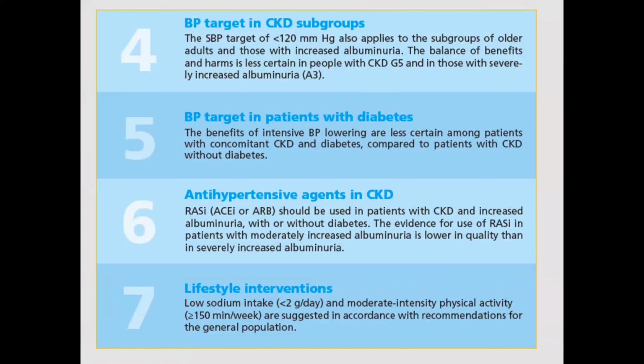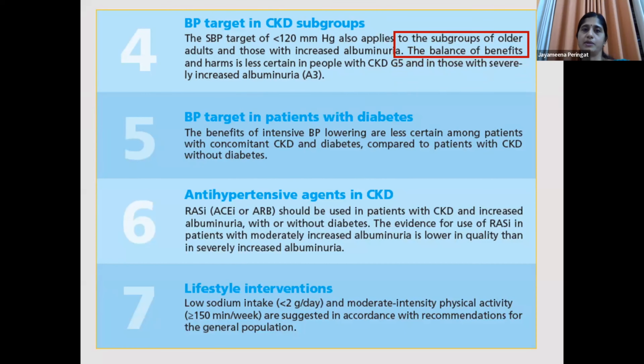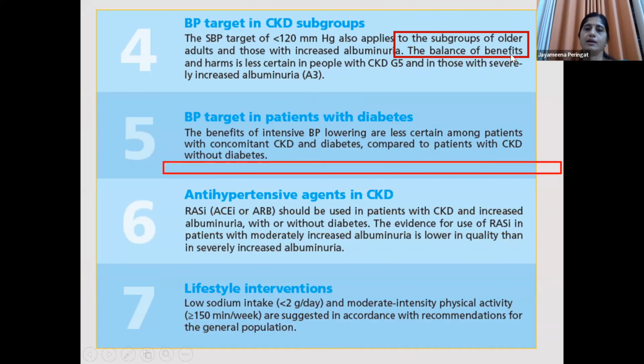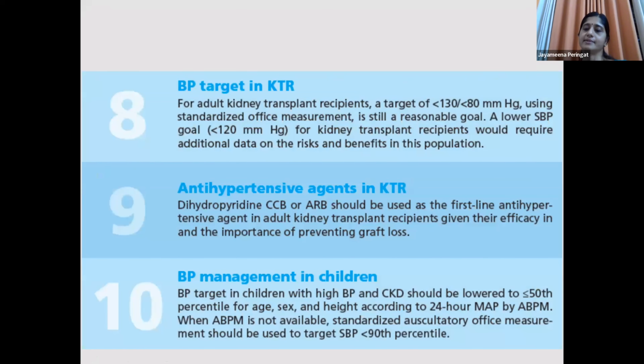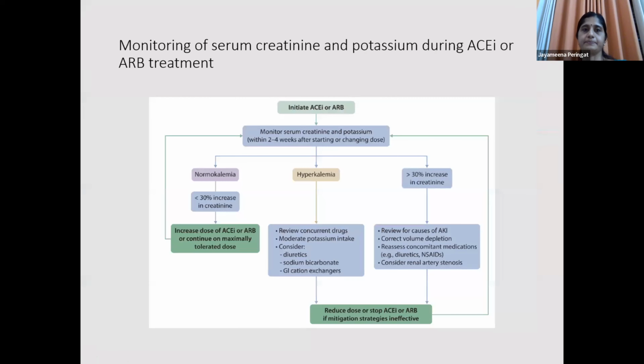And so in older people, targeting a BP of less than 120 will be very difficult. So we have to balance the risks and the benefits. The benefits of intensive BP lowering are less among certain people with concomitant CKD and diabetes. So the BP targets, just like diabetes, should be individualized. And ACE inhibitors are the drugs of choice for CKD and diabetes.